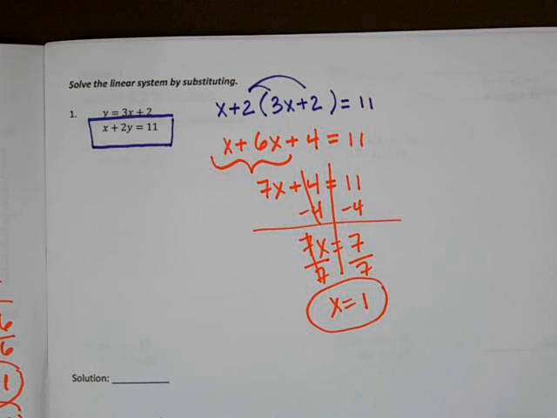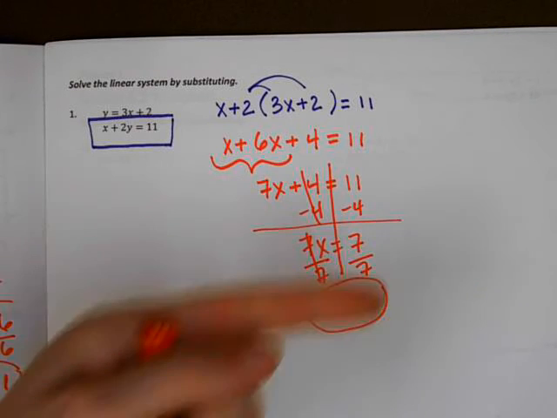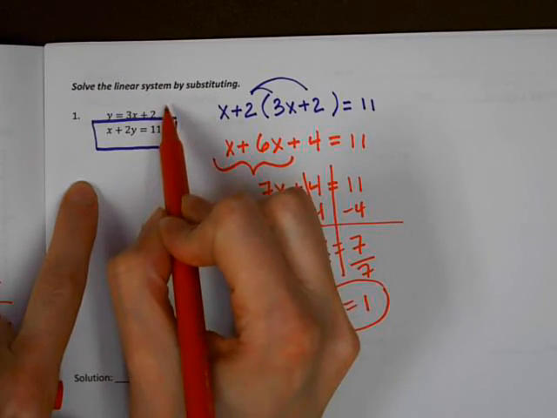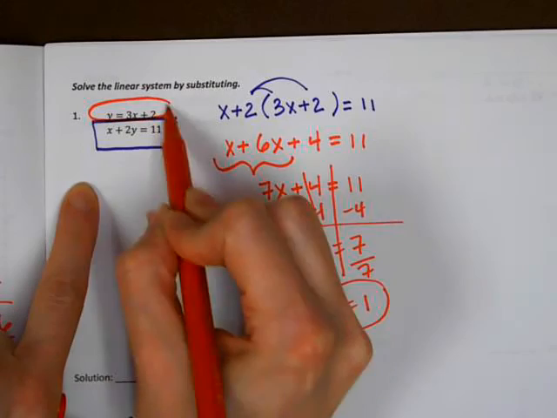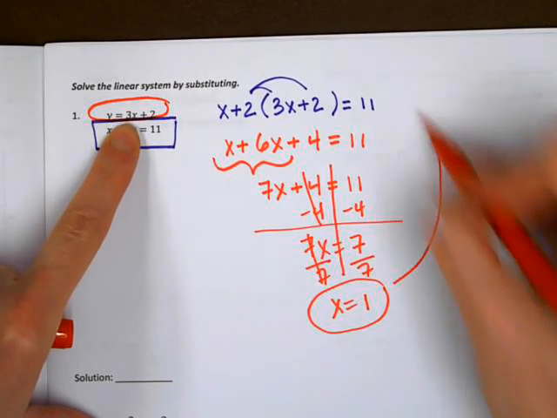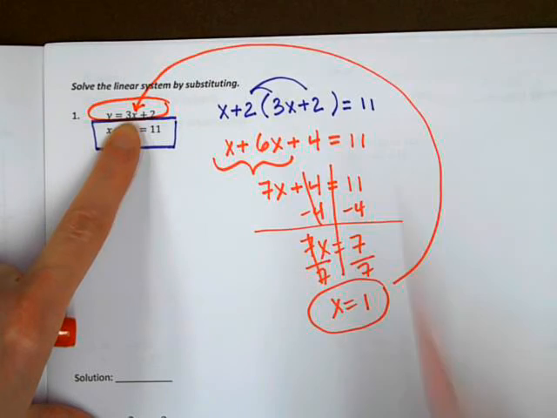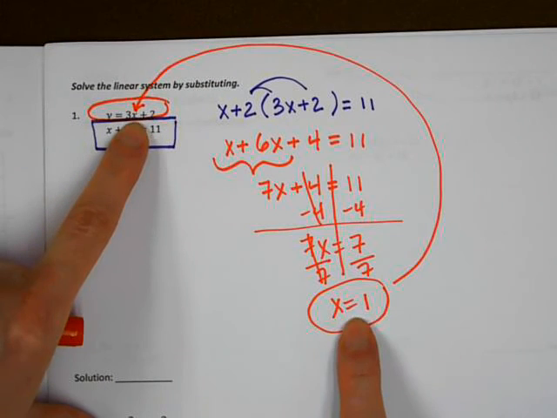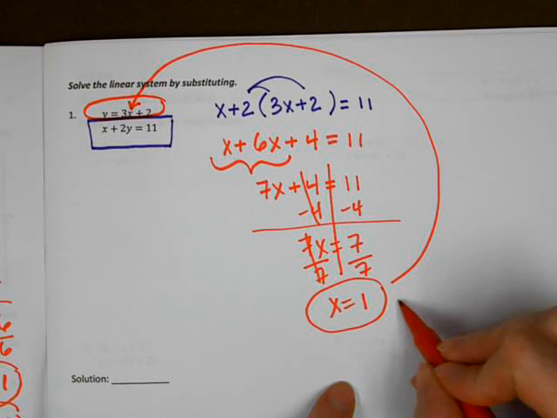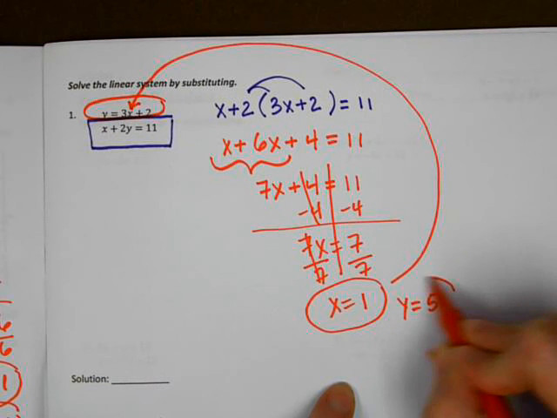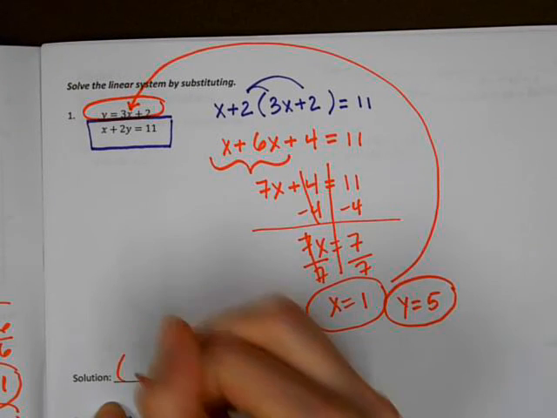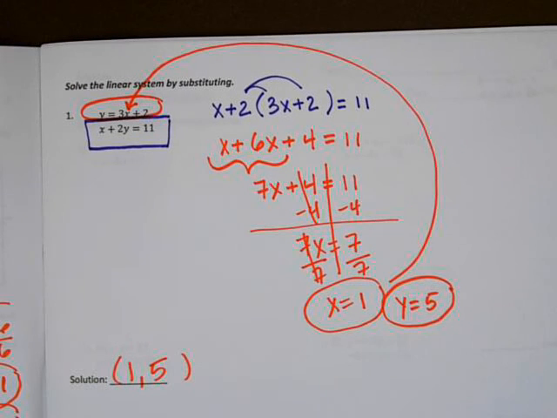Okay, so if x equals 1, now remember we have to plug it back in to find y. And I always think it's easier to plug it into the isolated one. So y is going to be, what's 3 times 1 plus 2? So 3 times 1 is 3, 3 plus 2 is 5. So y is going to be 5. Okay, so final answer as an ordered pair is 1, 5.